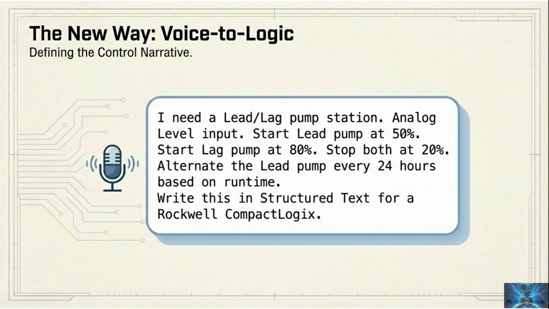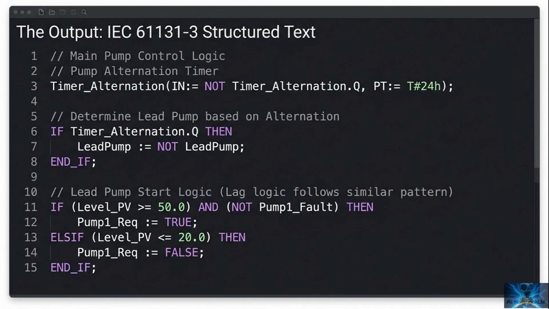For example, analog level input. Start lead pump at 50%. Start lag pump at 80%. Stop both at 20%. Alternate lead pump every 24 hours based on runtime. Include fault handling. That narrative is the blueprint. When the narrative is clear, AI can draft a structured text routine quickly, and you can spend your energy reviewing logic instead of typing.